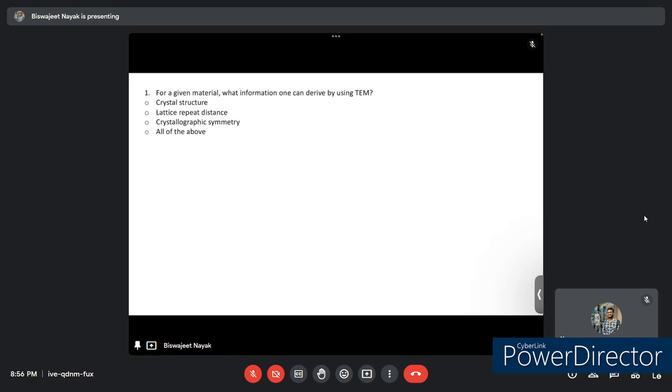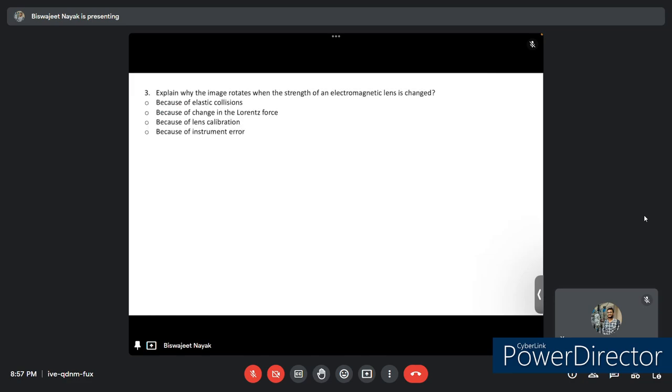For a given material, what kind of information can be derived from TEM? We can get the crystal structure, we can get how the lattice is repeated over distance, and we can also get crystallographic symmetry. So all of the above information we can get from TEM. If the accelerating potential increases, the number of diffraction spots increases, because it will interact more with the crystal system.